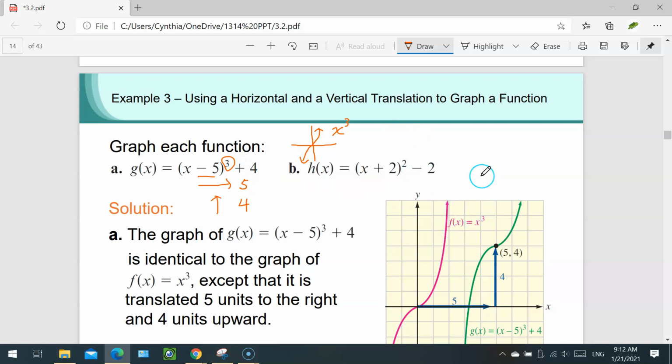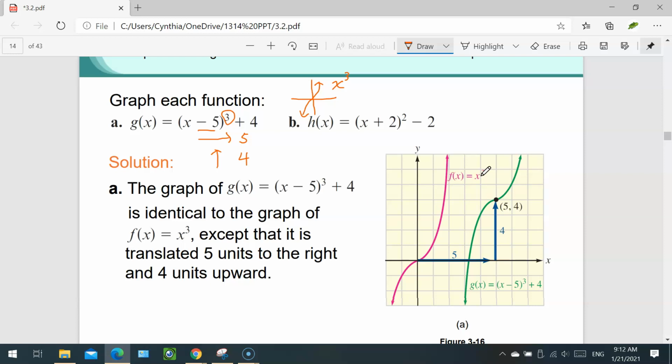If you look at the basic function on the graph here, this is x to the power of 3, the red line. Now we have to shift the graph to the right 5 units. So we use this center point to translate. This point will shift right 5 and then go up 4. So the new center point will translate from 0, 0 to 5, 4. And the shape of the graph is identical, but the center point has shifted to 5, 4.